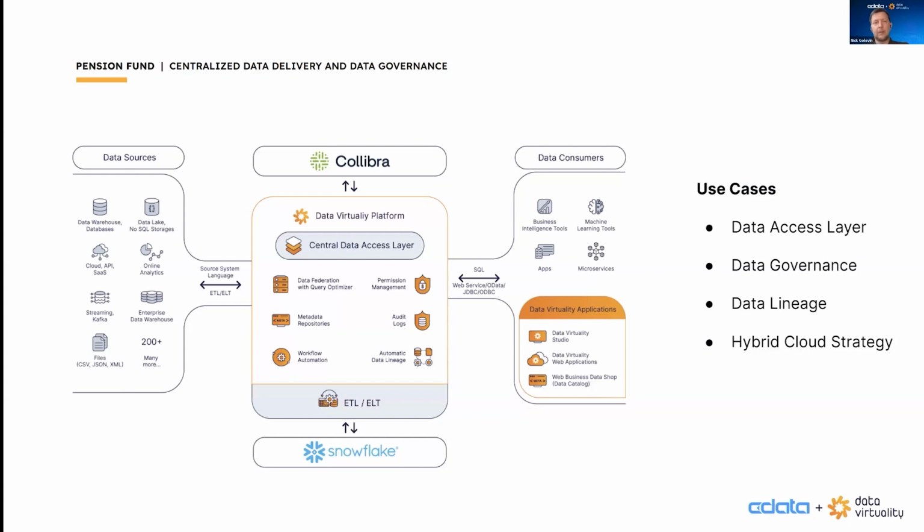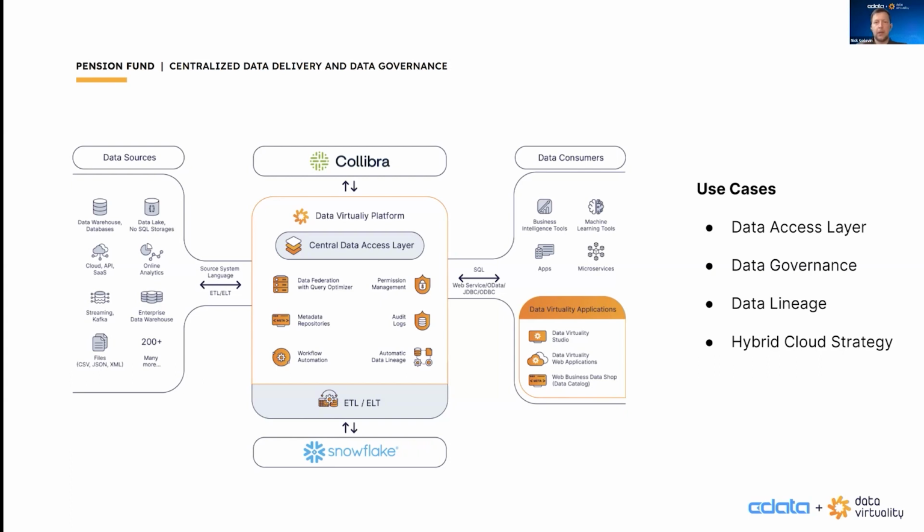First use case comes from a pension fund. It's one of the largest pension funds in the world, and the new architecture was largely driven by IT, of course, with business requirements in mind. And for IT, it was important to build a centralized data access layer for all the data, which would provide centralized data governance and data lineage.